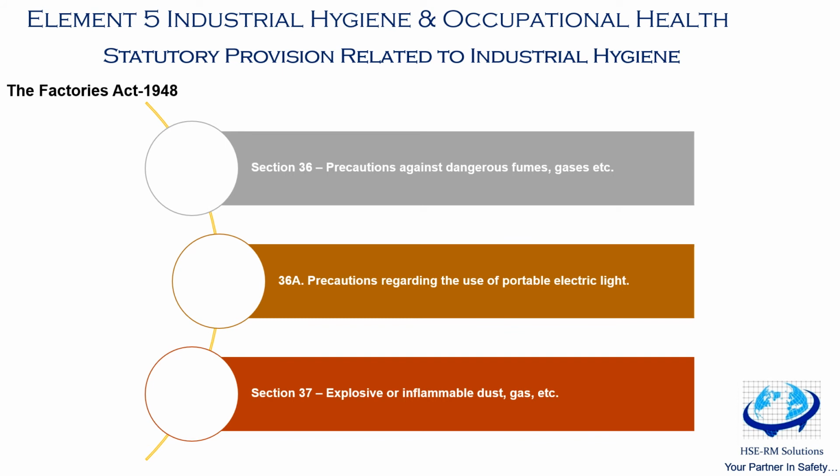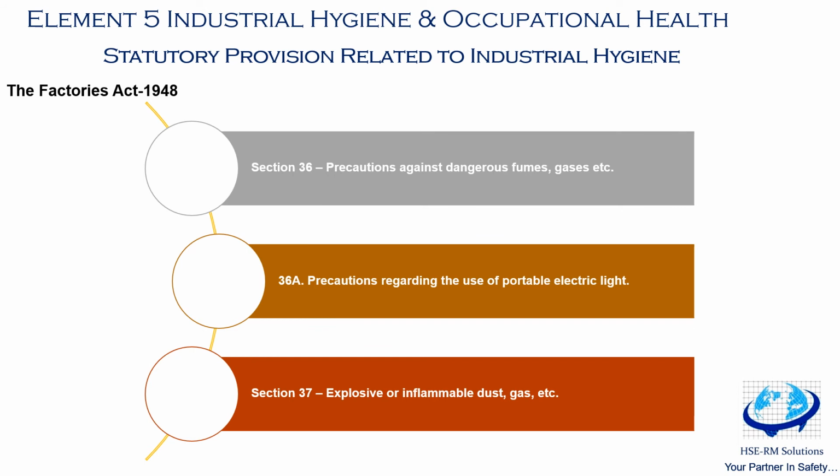Where inflammable gas, fumes or dust is likely to be present in such chamber, tank, vat, pit or other confined space, no lamp or light other than that of flame-proof construction shall be permitted to be used therein. This is where it is prescribed that you need an intrinsically safe light. So it is under section 36A, prescribed regarding portable electric lighting.